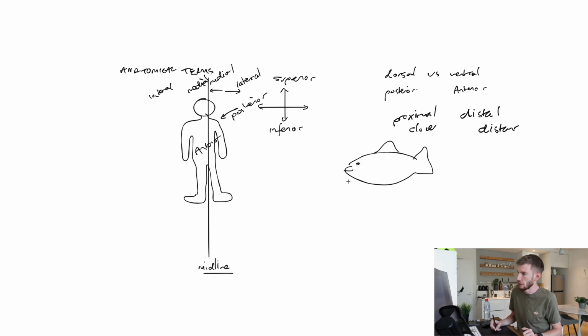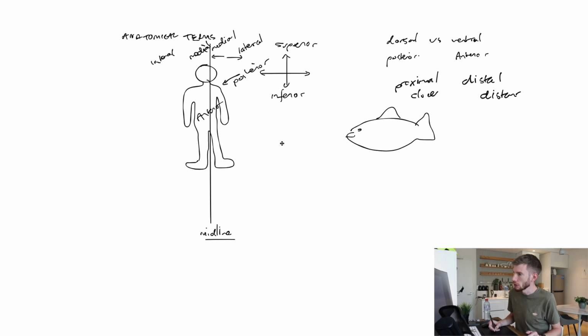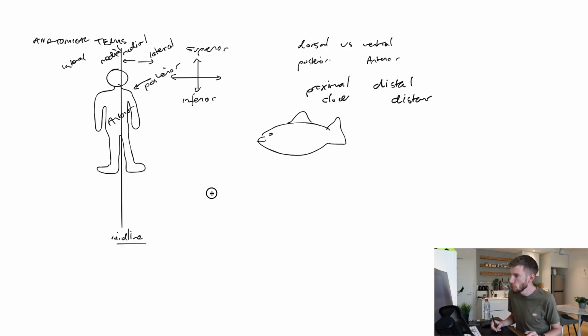So if we're talking about, for example, the elbow joint, then the idea is that the forearm is more proximal to the elbow than the fingers are. The fingers are distal to the elbow, they're further away. That's it. Cool. So those are all of the terminologies that we use. And then we've also got movement.